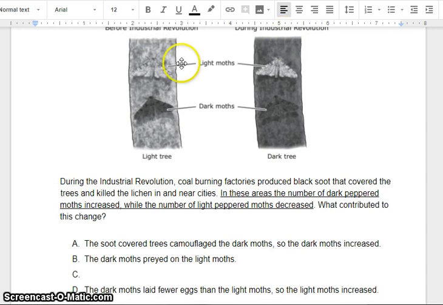What contributed to that change? So this right here is before the soot, where the light colored moths were there. There's the dark colored moths. And after the black soot happened, this was the light colored moths, this was the dark moths. So what happened to these moths? A. The soot-covered trees camouflaged the dark moths, so the dark moths increased. B. The dark moths preyed on the light moths. Or D. The dark moths laid fewer eggs than the light moths, so the light moths increased.